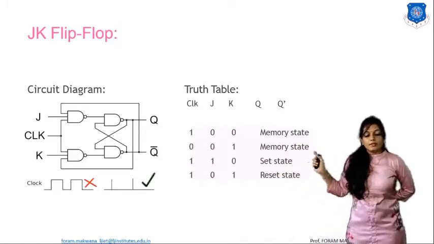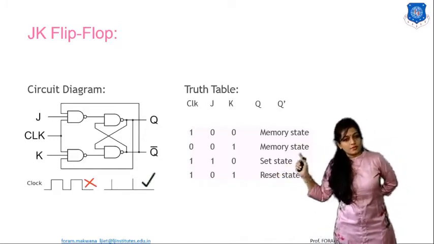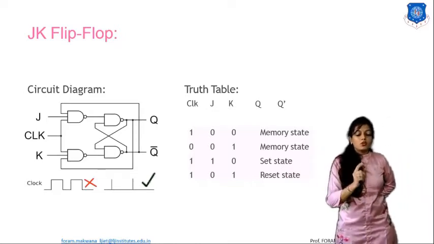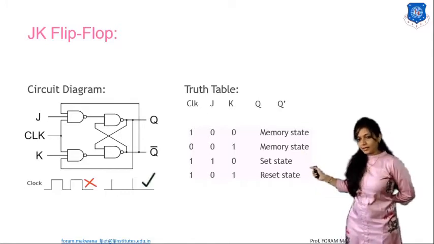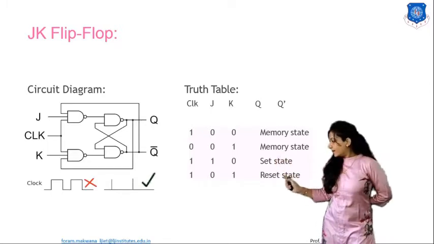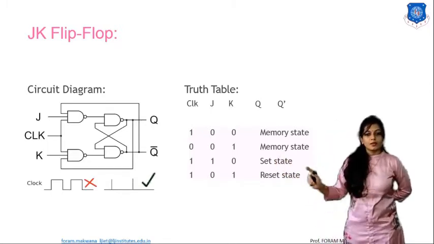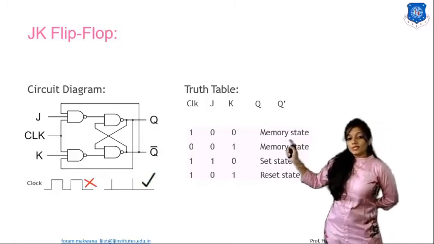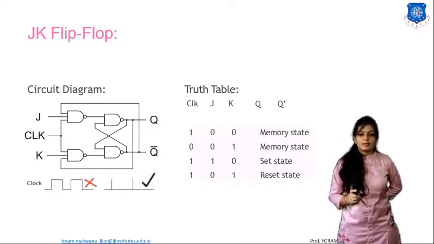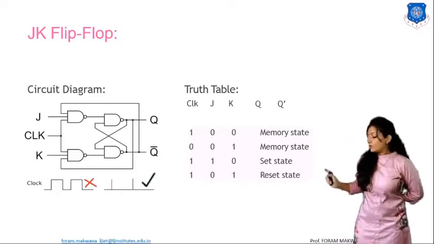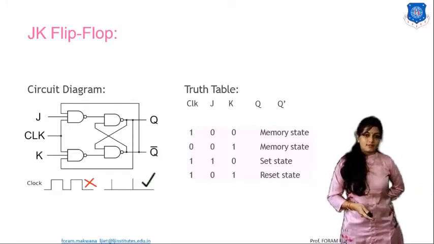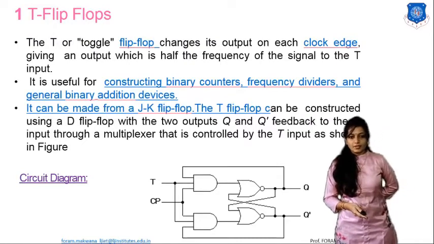But over here, it will hold its previous value Q and Q bar. That's why it is in the memory state. Even if the clock is equal to 0, it will act as a memory state. Okay? When J is equal to 1 and K is equal to 0, Q is equal to 1 and Q bar is equal to 0, it will be in the set state. And when J is equal to 0 and K is equal to 1, my flip flop will be in the reset state. Alright?